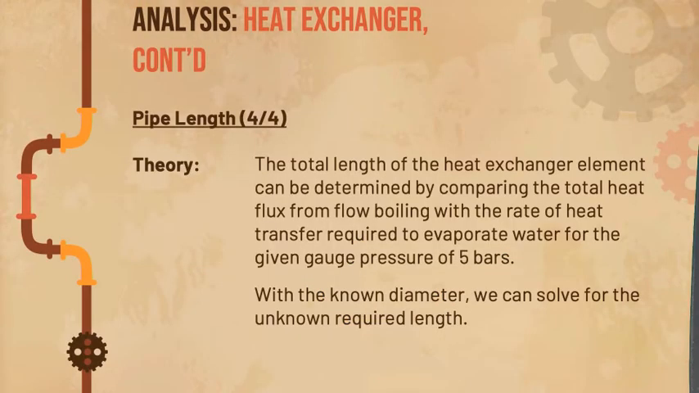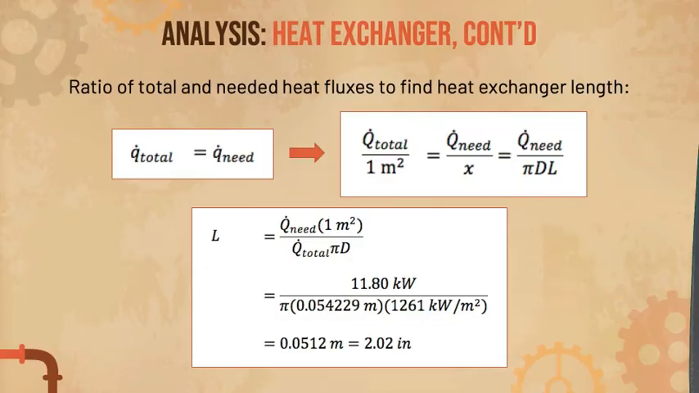Now that we have both heat fluxes, the heat flux we have and the heat flux we need, the total length of the heat exchanger element can be determined by comparing these two values. With a known diameter, we can algebraically solve for the unknown required length. The ratio of total and needed heat fluxes to find the heat exchanger length are given below, where the heat fluxes can be expanded into their rates of heat transfer divided by their respective surface areas. This is how we determine the length of the heating element.